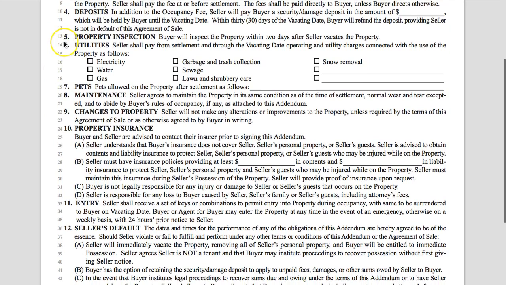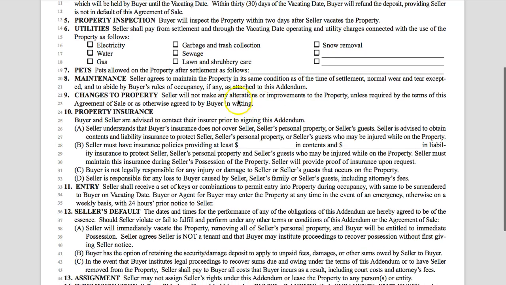Under paragraph 6, this is indicating that the seller will still be responsible for certain utilities from closing until they move out. And if they have pets, you want to include that here. The seller is going to maintain the property in the current condition minus normal wear and tear. And then, of course, if the buyer has specific rules of occupancy, they would attach it to the addendum. The seller cannot make any alterations or improvements to the property.